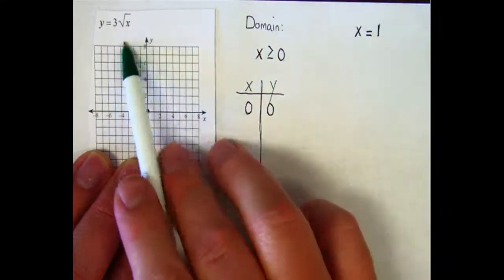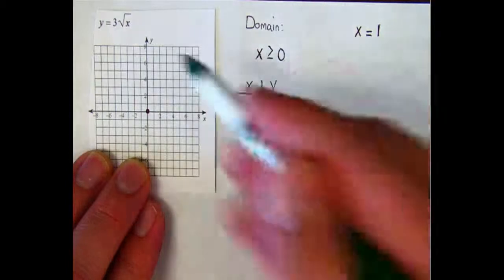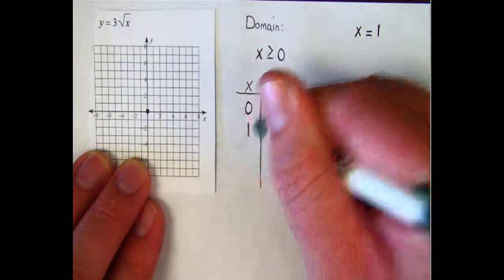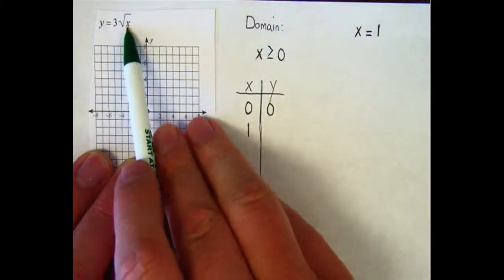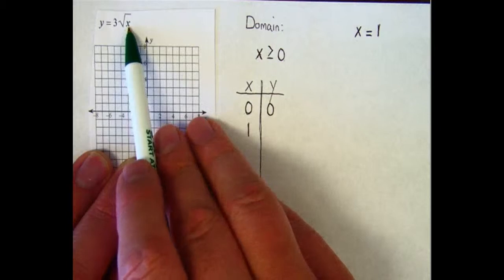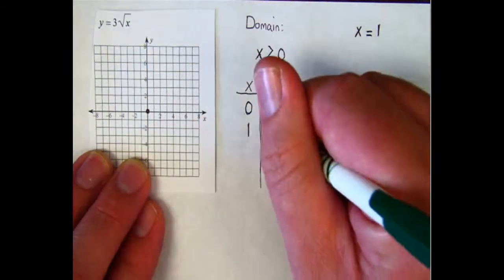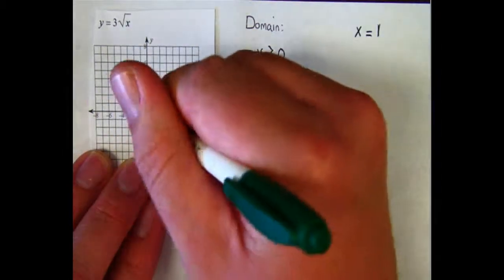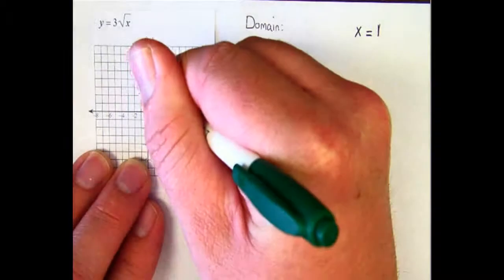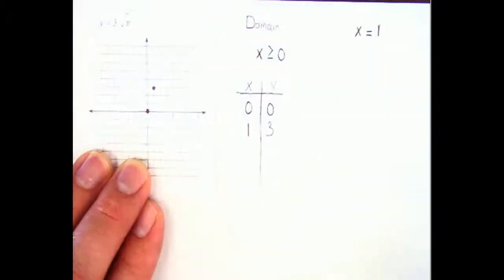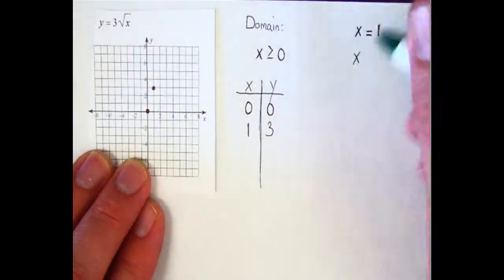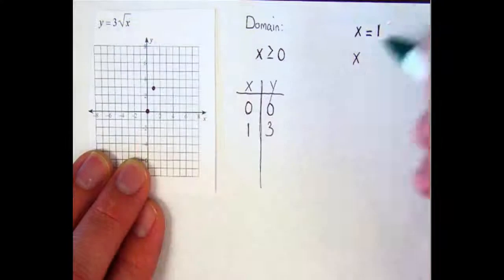And so there's nothing to solve here. I just say x equals 1. So I'm going to put a 1 in there. And the square root of 1 is just 1, times 3 is 3. And that gives me another point, 1, 3, just like that.